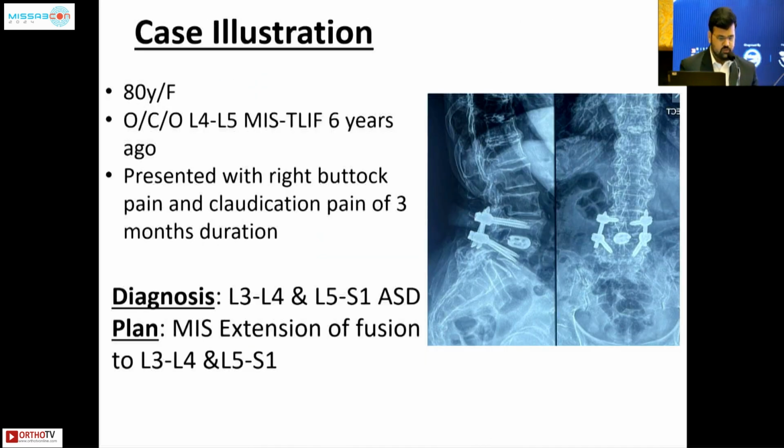So this is an 80-year-old female, an operated case of L4, L5 MIS TLIF 6 years ago. Patient presents with right buttock pain and claudication pains of 3 months duration. A diagnosis of L3, L4, which is proximal, and L5, S1, which is distal ASD was made. Plan was to do extension of fusion at both the levels, bypassing the primary level.